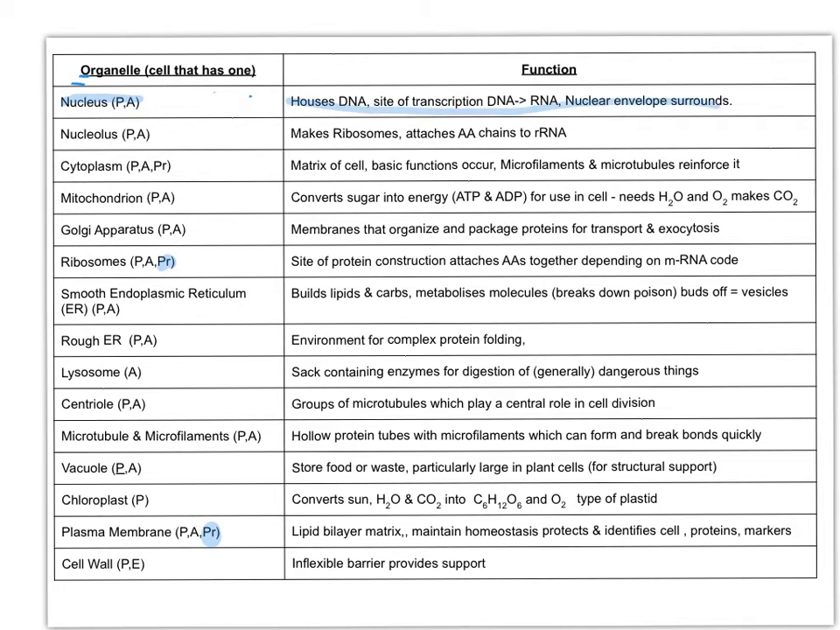And so you can just see there's the nucleus, nucleolus, cytoplasm, mitochondria, Golgi apparatus, ribosomes, smooth ER. And that ER, by the way, that stands for endoplasmic reticulum. Plants and animals have that. Rough ER, lysosome, centriole, microtubules, microfilaments, vacuoles, chloroplast, plasma membrane, and cell wall, plants. And then, so I don't know what the E here stands for, so you can mark that out.